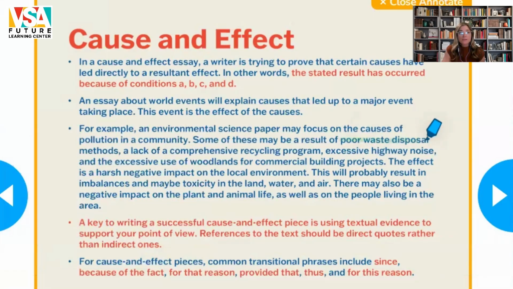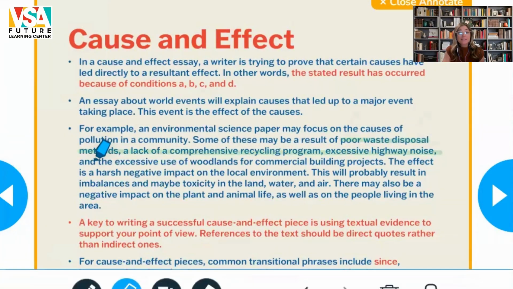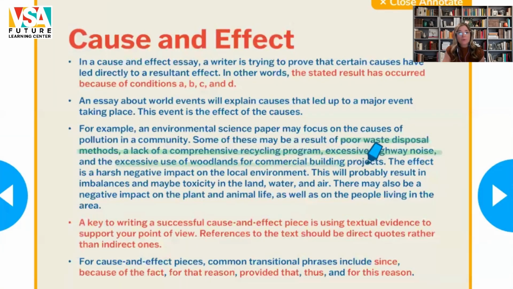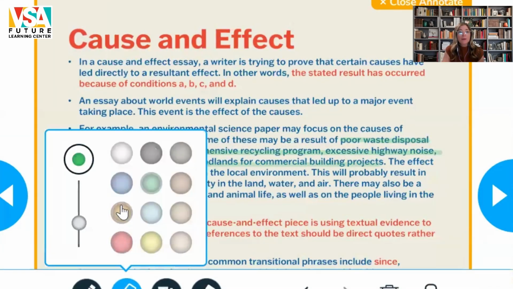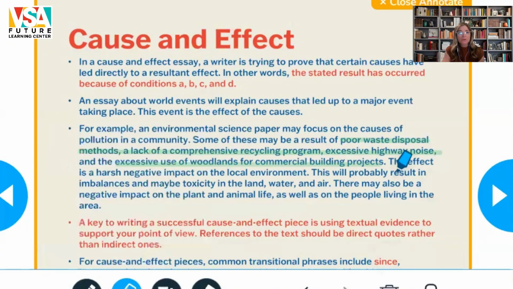We have poor waste disposal methods, a lack of comprehensive recycling, excessive highway noise, and excessive use of woodlands for commercial building projects. So those are the things that are occurring. And then what comes after is going to be the effects.